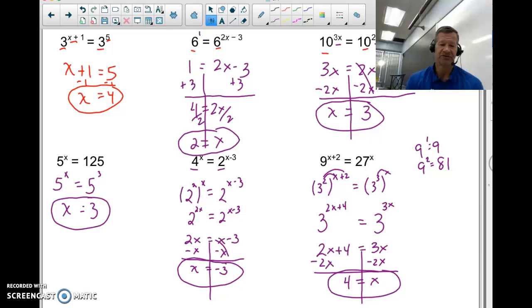So after doing this, you should be able to do 3 through 12 on page 303, which is the assignment we're going to do. Good luck.